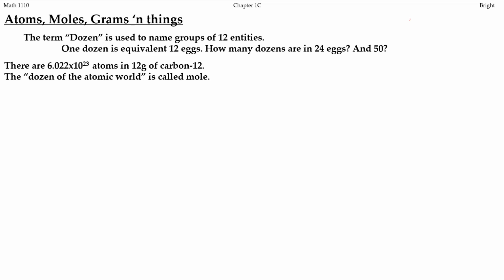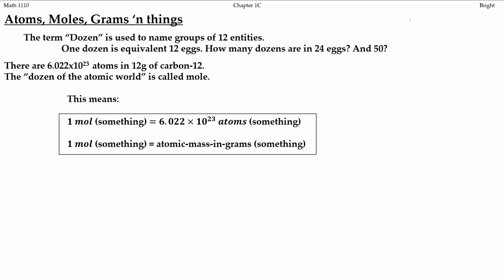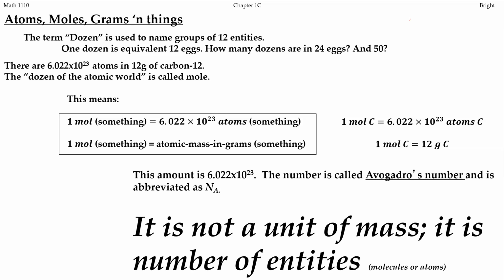Now, this idea of a dozen is going to vary from element to element. So the idea here is that when we look at 1 mole of something, that's the same as 6.022 times 10 to the 23rd atoms of that something. And equivalently, if we look at a mole, we need to look at the atomic mass of that something in grams. Okay, and so here we have, using carbon as an example, you can see the numbers posted there, and then Avogadro's number is this magic 6 times 10 to the 23rd-ish number.